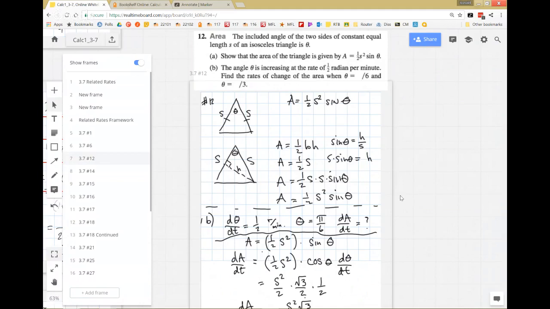So, all right, how do we find the area of a triangle, when all we know is two sides and the included angle?